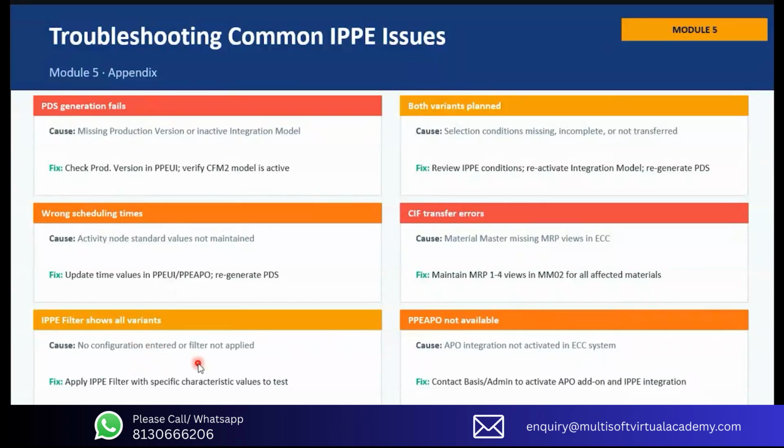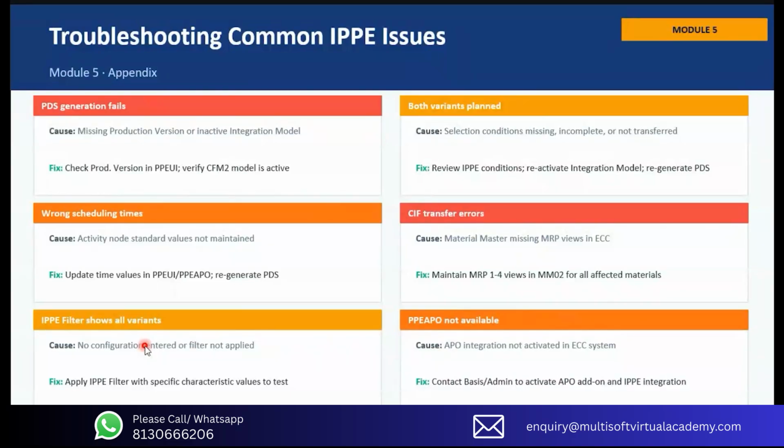No configuration entered or filter not applied. Apply the IPP filter with a specific characteristic value to test. Basically, this test filter is like in variant configuration. We have a CFD simulation. Simulate variant configuration in ECC; in S4 HANA AVC, you have a simulate configuration model app, where we model the product. Here in CU50, if you don't maintain the values and all, then we know what is failing.